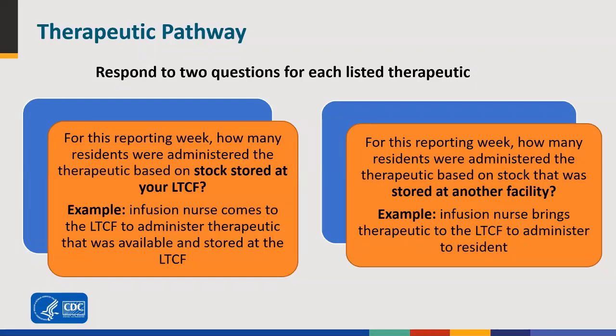As previously shown, the therapeutics pathway consists of 2 questions for each listed therapeutic. Since the last date these counts were collected for reporting to NHSN, indicate the number of residents who received one or more of the listed therapeutics based on in-house stock or stock that was stored at another facility. In-house stock is stock coming from your facility, like the pharmacy in your facility. This can also include an infusion nurse who comes to your facility and administers a therapeutic to one of your residents using stock from your pharmacy. Stock stored at another facility is coming from an outside pharmacy. This can also include an infusion nurse who comes to your facility and administers a therapeutic to one of your residents, but brought that therapeutic with them from an outside source.